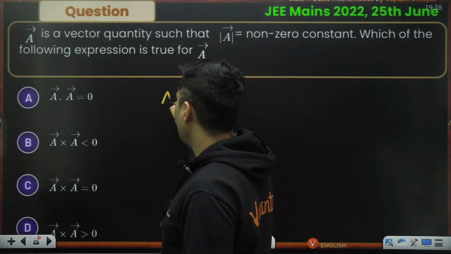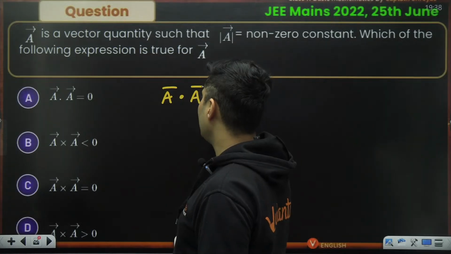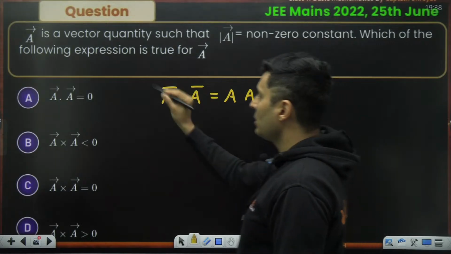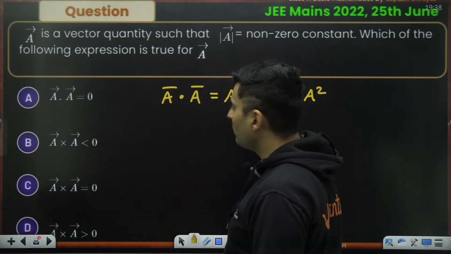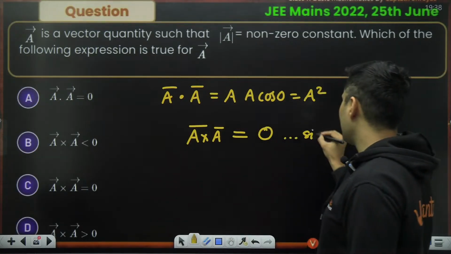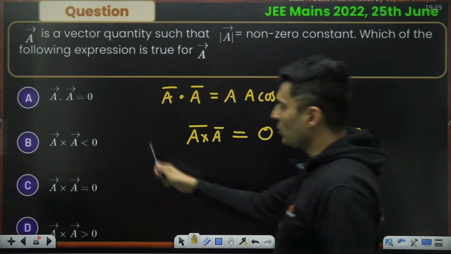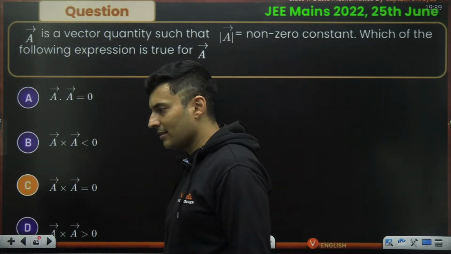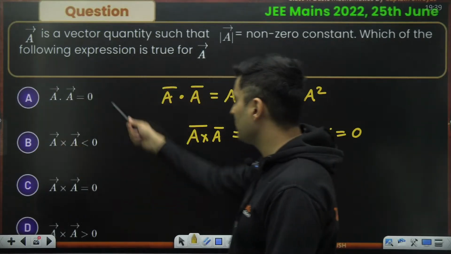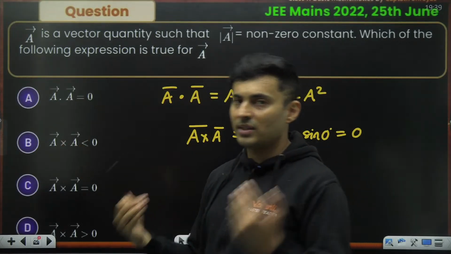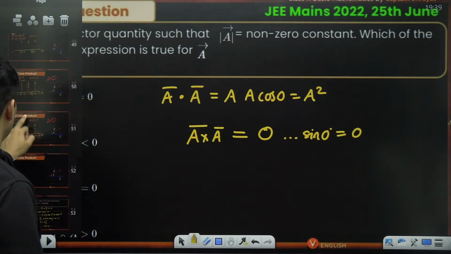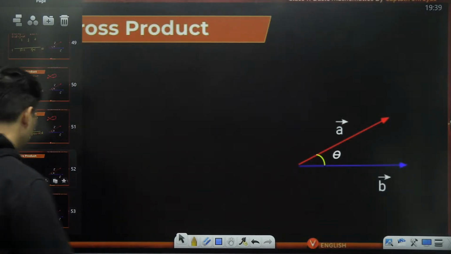We just saw it some time back. When you take vector A dot producted with itself, it is A squared cos 0. Cos 0 is 1. So it will be A squared. So it can't be A. This does not make sense, inequality. But when you do A cross A, the answer is always 0 because sine of 0 is 0. So option C should be the most appropriate answer. So cross producted with itself, the answer is 0. Dot producted with itself, the answer is not 0. It is in fact the magnitude's square. Perfect.